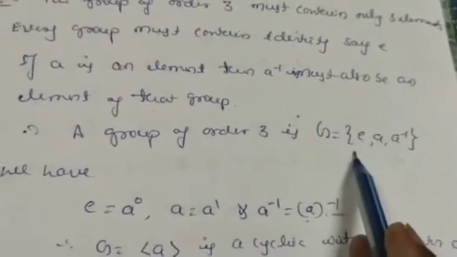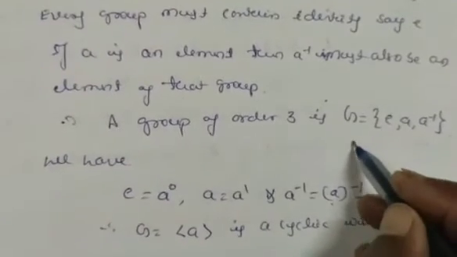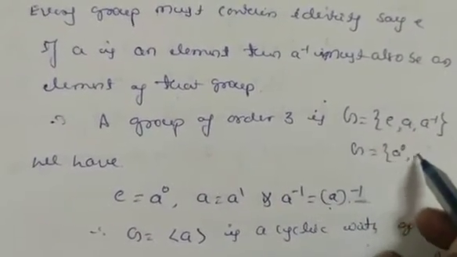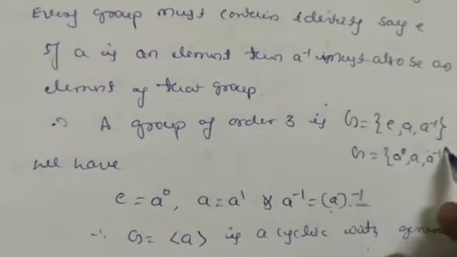So all the elements of this G are generated by a. So what we have now, from this we can see that G is equal to {a to the power of 0, a, and a to the power of minus 1}.